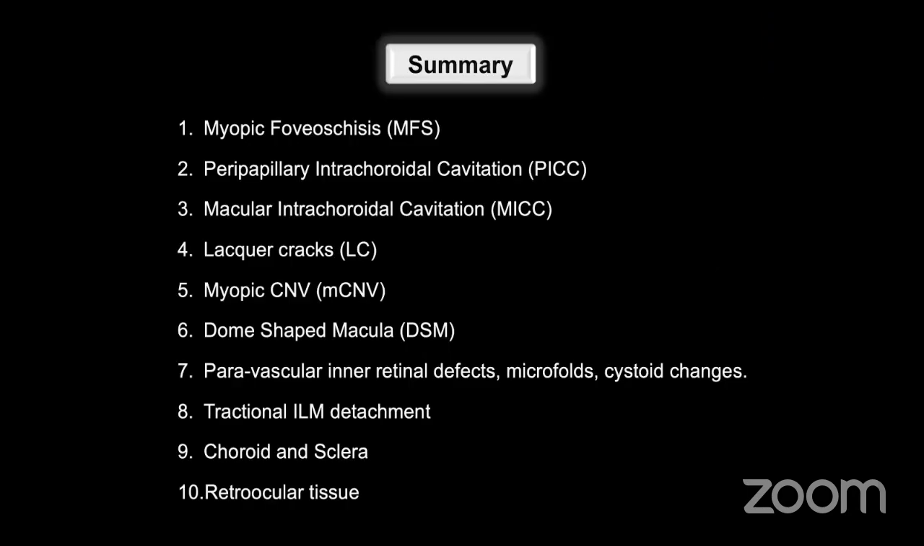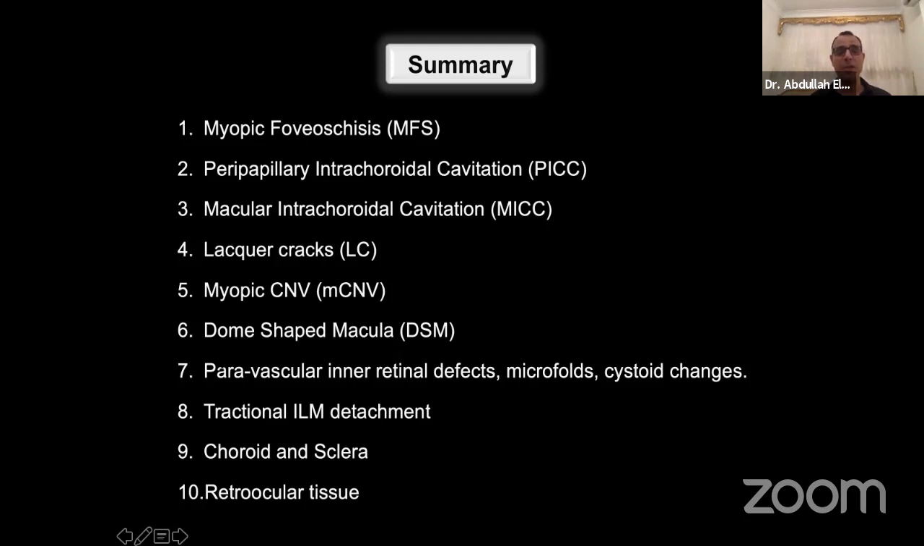So in summary, the multimodal imaging has helped us to pick up many changes, like the foveoschisis, peripapillary cavitation, or macular cavitation. Lacquer cracks, we are able to image them. We used to see them in color pictures, but now we can analyze them carefully with multimodal imaging tools. Myopic CNV, and a very interesting change, the dome-shaped macula. We came across many paravascular changes, and I hope that after this presentation, you start to look for these changes. You'll find them much more common than what we thought before.